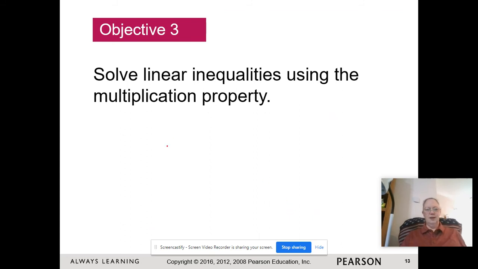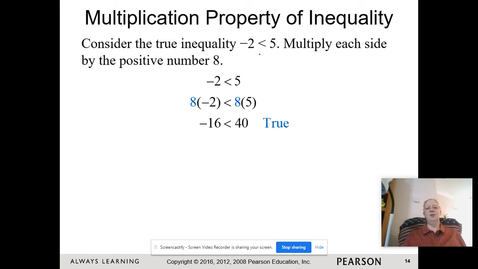All right, if we have multiplication, as a reminder, let's suppose I have negative 2 is less than 5. While I can add numbers to both sides and not worry, what happens if I multiply? Take a look at if we were to multiply by 8. So I'm going to multiply the negative 2 by 8 and the 5 by 8. This turns into a negative 16 is less than 40. So that's true. Negative 16 is smaller than 40.